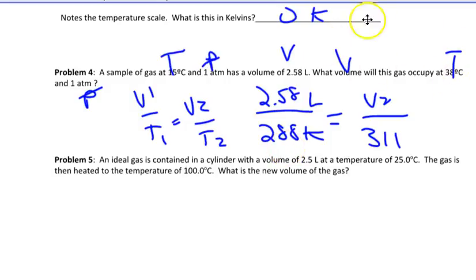Here's our second set of conditions. And notice that again, we had to convert 38 degrees Celsius into Kelvin. So if I was smart, I would go ahead and put the little K here. Here we go. There's my K. And so now what? Well, we need to solve for V2. So you cross multiply and divide. And what did you get? Go ahead and pause this and come up with an answer.